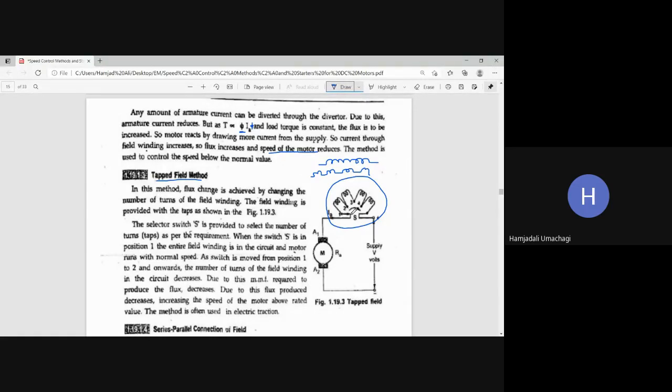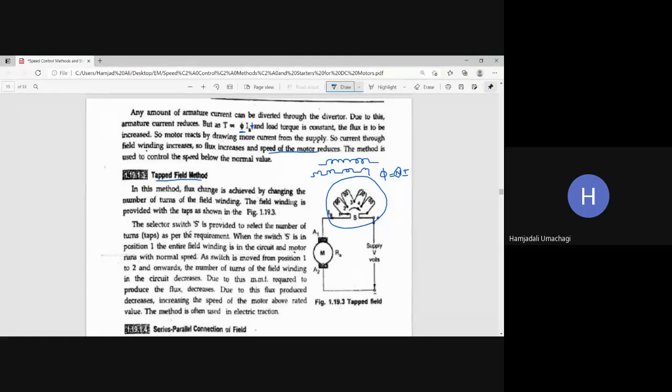If I select the switch at tapping number 1, then what happens? Then the whole winding will be included. If the whole winding is included, then what is the flux? Flux will be more or less. Here we are changing the number of turns. One thing, flux is equal to what? Number of turns into current, N into I, yes or no? Yes, sir. So here we are not changing the current. We are changing the number of turns in this method. To alter the flux, we are changing the number of turns.